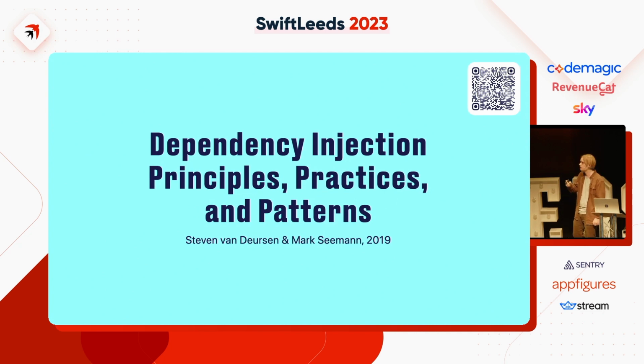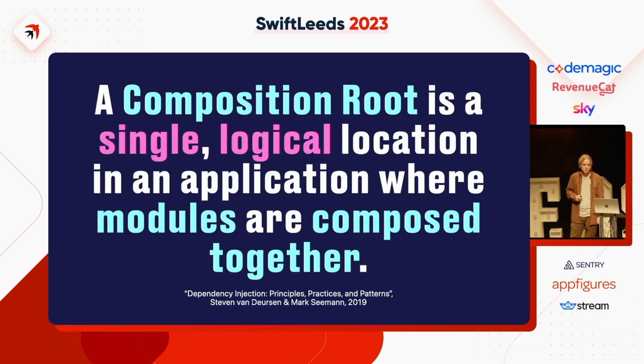So this book, Dependency Injection Principles, Practices, and Patterns by Steven van Deursen and Mark Seemann answers this question among many others, but it answers this question by introducing the composition root. A composition root is defined as a single logical location in an application where modules are composed together. Now, in our case, the modules are our Swift packages, or rather, the targets within those Swift packages. And this single logical location is something we need to identify. We need to identify a point in our application where the composition of our object graph can be logically organized. And we'll go ahead and do that together in just a second.